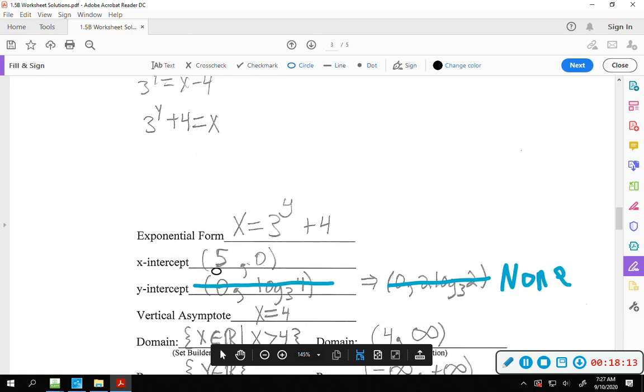So, x-intercept, you plug 0 in for y. Let's just do it right here. 3 to the 0 power is 1. 1 plus 4 is 5, 0.